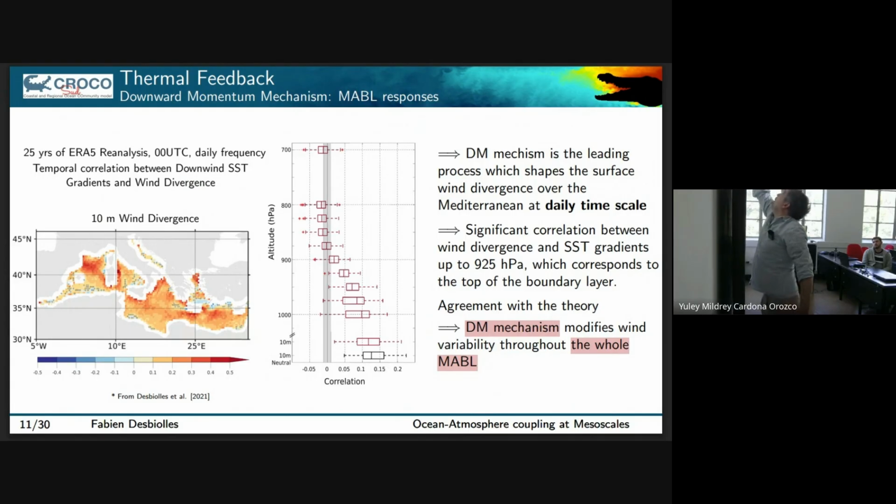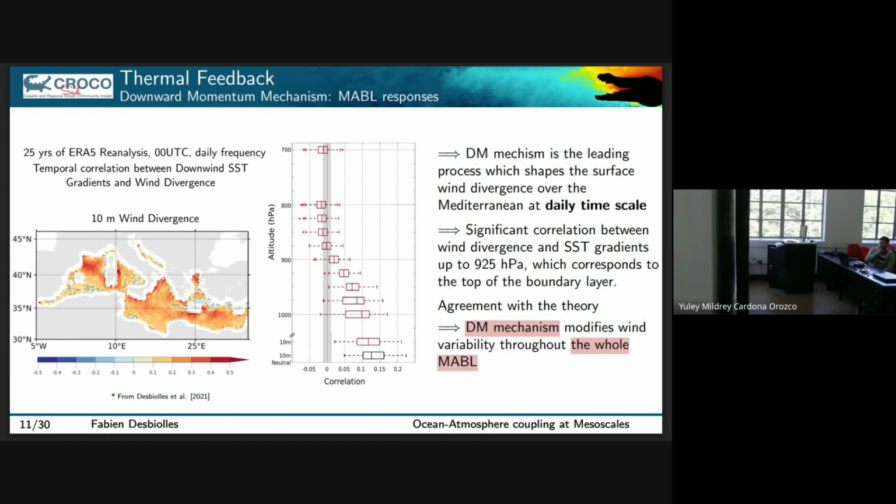up to 925 hectopascal in the atmosphere, okay? And here we cross the zero. And here is actually the mean height of the atmospheric boundary layer. And then we start to have non-significant zero correlation. So there is an agreement with the theory saying that the downward momentum mixing is actually acting on the whole atmospheric boundary layer.